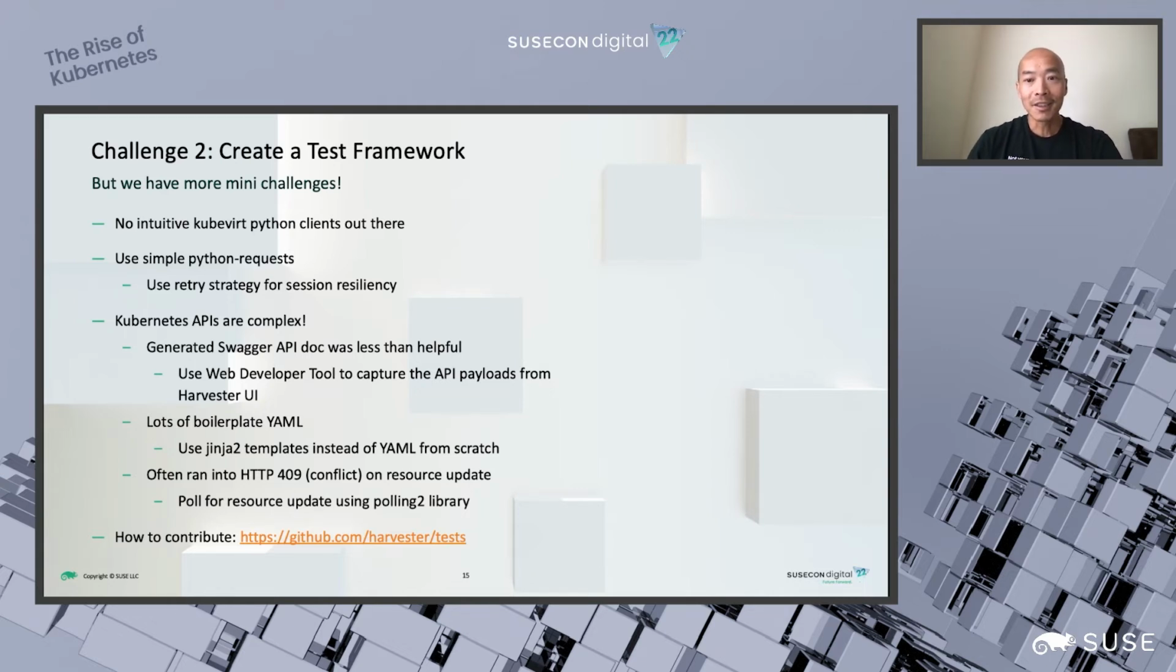So we managed to solve that problem by first capturing the API payload from the browser using the web developer tool from the Harvester web GUI. Then we templatized those payloads using Jinja2 templates. We only parameterize the fields that need to be updated and leave the rest of them as is.